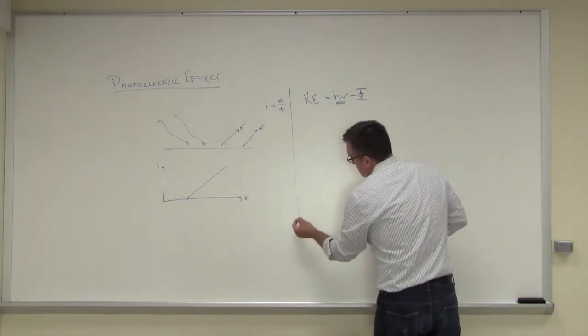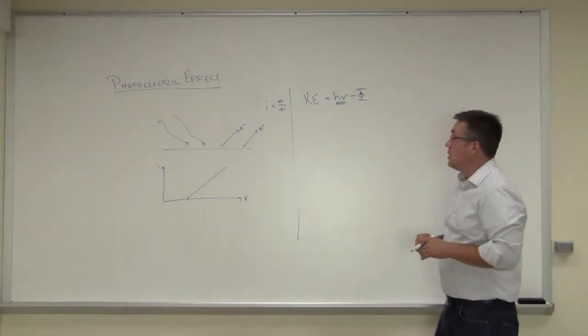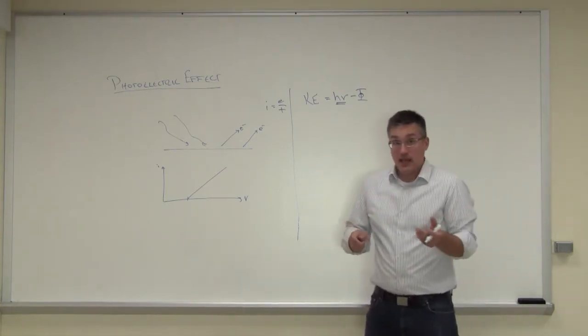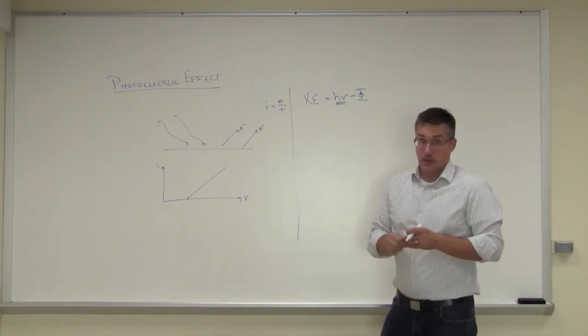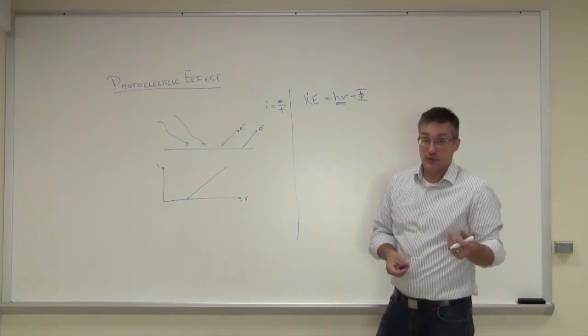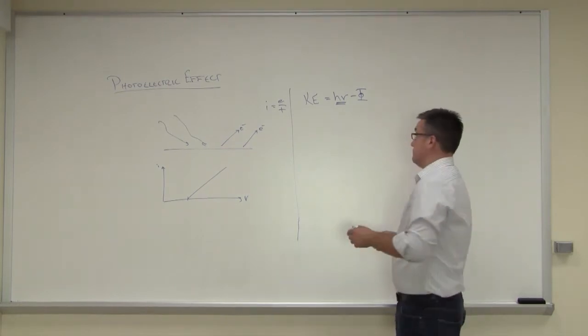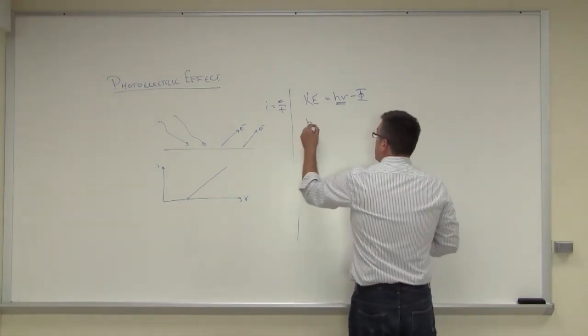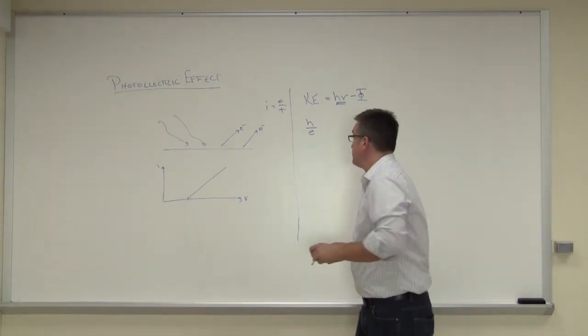So, we have the photoelectric effect. What are we going to do with it? What we're going to do in this lab is use the characteristics of the photoelectric effect to measure Planck's constant over the charge of the electron. So this is the fundamental constant that we are after.